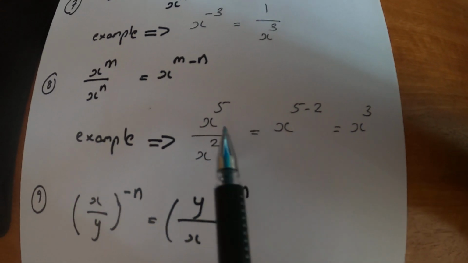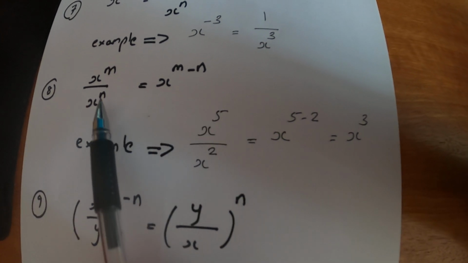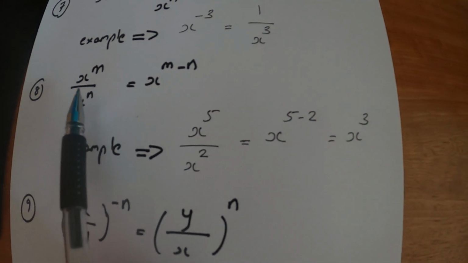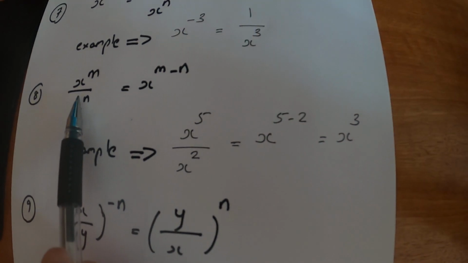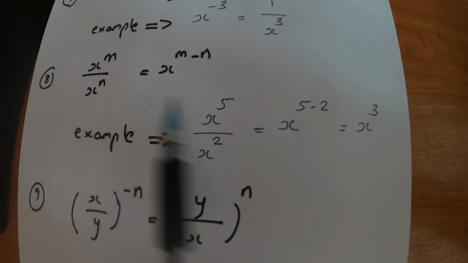So this is the rule where you are able to minus the power when it is divided by a variable that has the same base variable with a power, right?